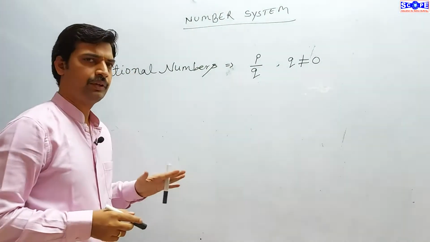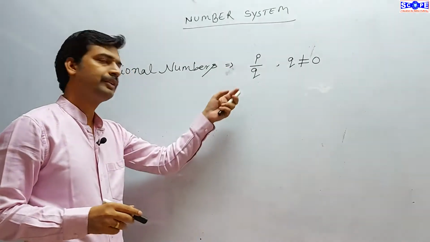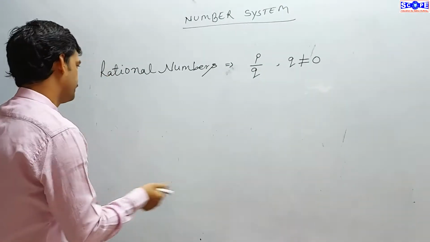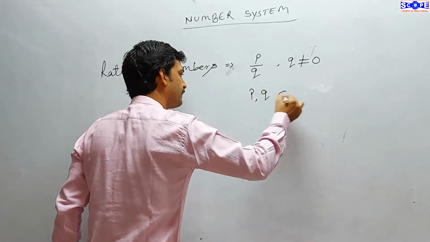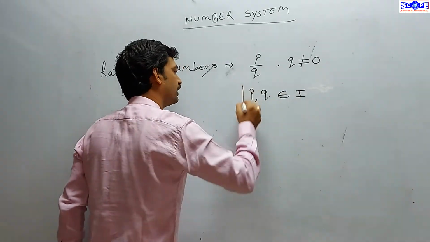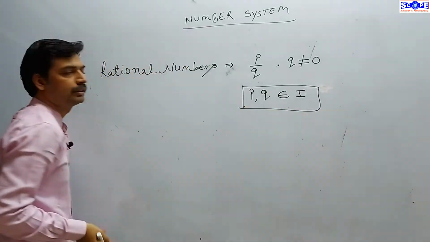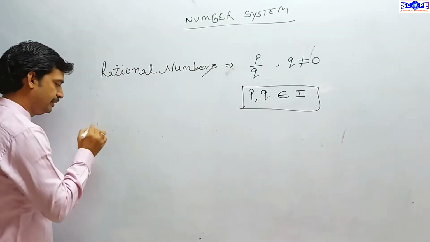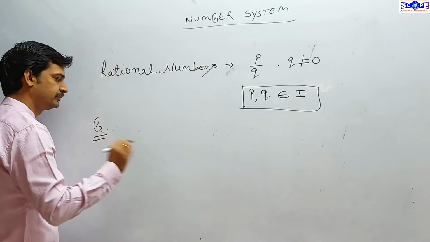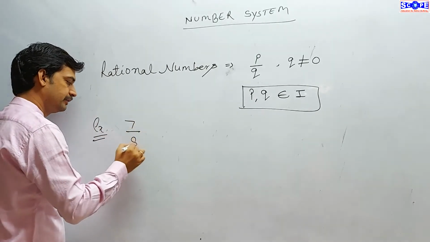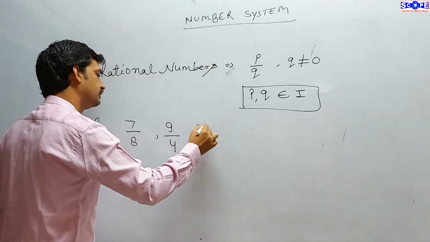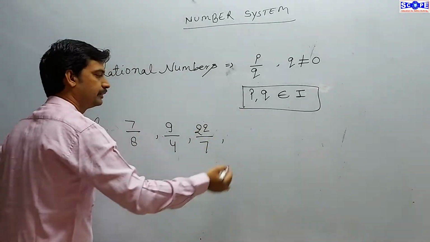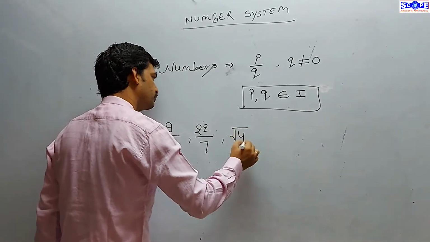Q can take any value but it cannot take 0, and P and Q can take any value of any integers. P and Q both belong to integers, no matter positive or negative. So examples: 7 by 8, 9 by 4, 22 by 7, under root 4.